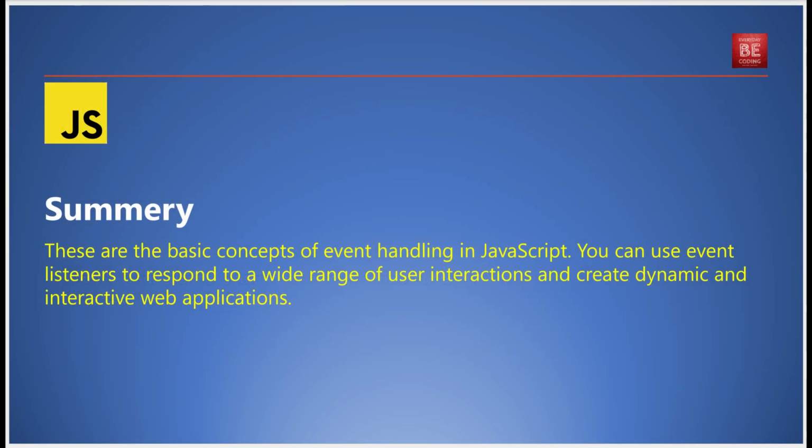clicked. To summarize, event handling in JavaScript involves adding event listeners to elements, defining event handler functions that execute when these events occur, removing event listeners when they're no longer needed, and using the event object to get more information about the events. By mastering these concepts, you can create dynamic and interactive web applications that respond to a wide range of user interactions.